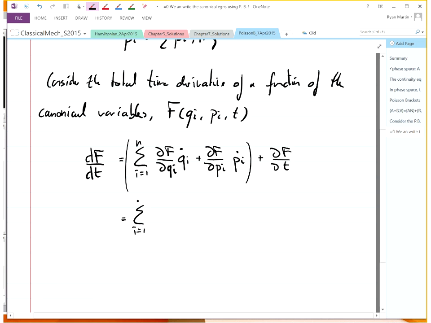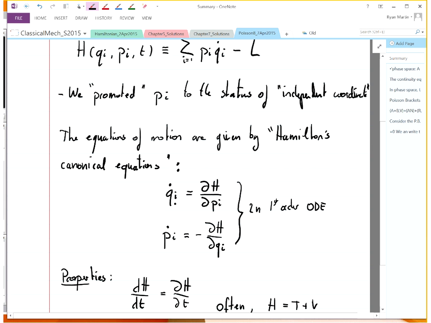Now what I'm going to do is insert the canonical equations. So I have the sum from i equals 1 to n of ∂F/∂qi, but instead of qi dot, I'm going to use my canonical equation. So qi dot, if you recall, is ∂H/∂pi. That's the canonical equation we have here. You can always describe the time derivative of the coordinates as a partial derivative of the Hamiltonian.